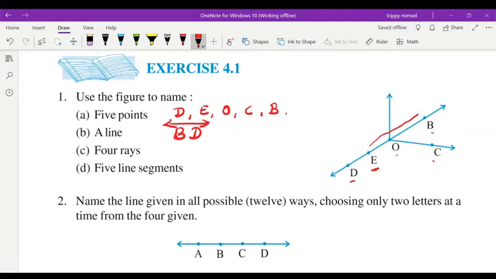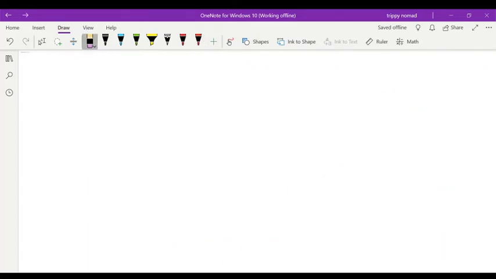Now next one, 4 rays. Which 4 rays are given in the figure? You see OC, OB, OE and OD, this way. So OC, then OB, then OE, then OD. Okay, 4 over. Understood, I hope? So this is the way you can do. Now you just wait.